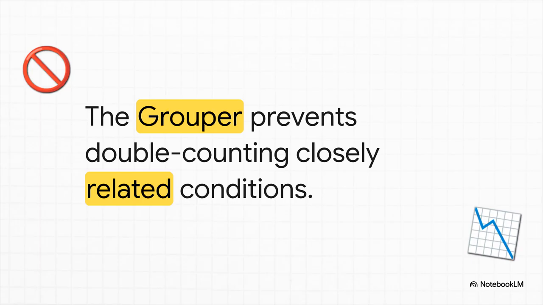For example, if your principal diagnosis is acute respiratory failure and you try to code COPD as a CC, the grouper literally just says nope. Because COPD is so closely related to the respiratory failure, it gets excluded from counting as an extra CC. It basically prevents the hospital from getting paid twice for overlapping clinical concepts.